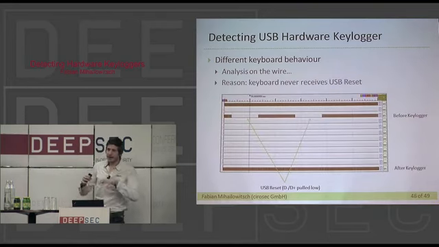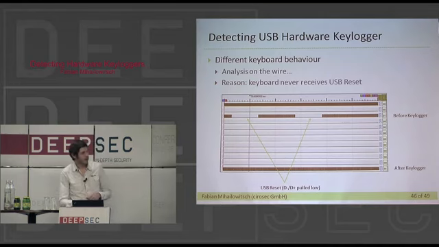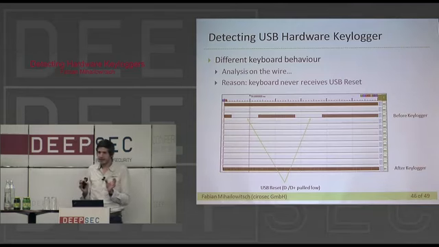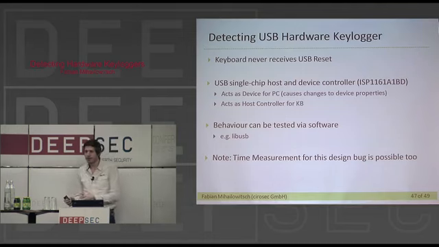So what I did, again, was look on the wire, and you have to know that during a USB reset, both data lines, D+ and D-, are pulled to 0 for a certain amount of time. And you can see before the keylogger, they are pulled to 0, and after the keylogger, there's nothing. So basically, the device just doesn't pass the USB reset to the keyboard. The keyboard never receives the USB reset, and that's the reason it doesn't behave like I think it should.